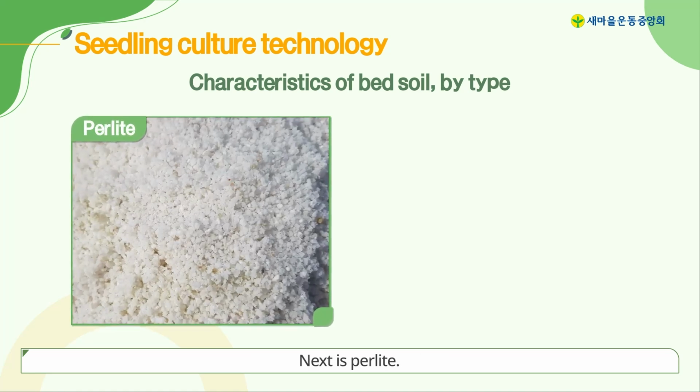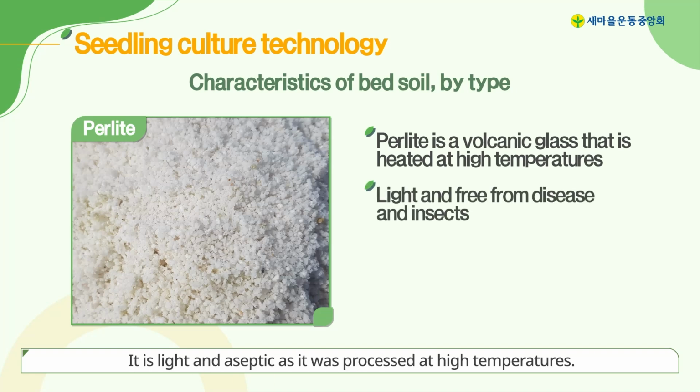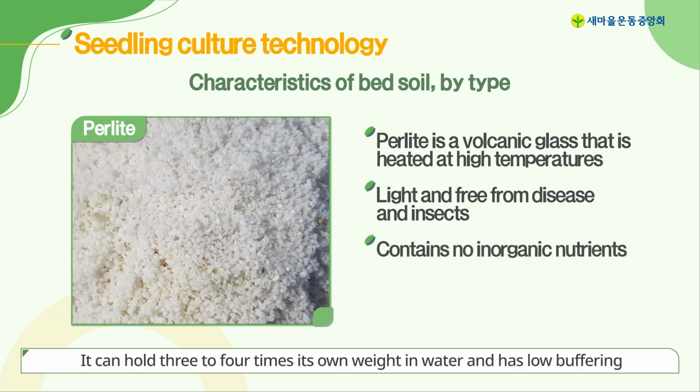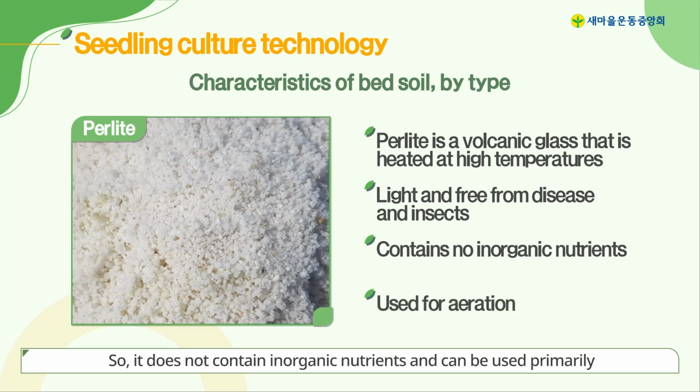Next is perlite. You can make this soil by grinding the volcanogenic minerals of silicic acid compounds and then heating it up at high temperatures. It is light and aseptic as it was processed at high temperatures. It can hold 3 to 4 times its own weight in water and has low buffering and cation exchange capacities with acidity levels of pH 6.0 to 8.0. So, it does not contain inorganic nutrients and can be used primarily for increasing air permeability of a bed soil.